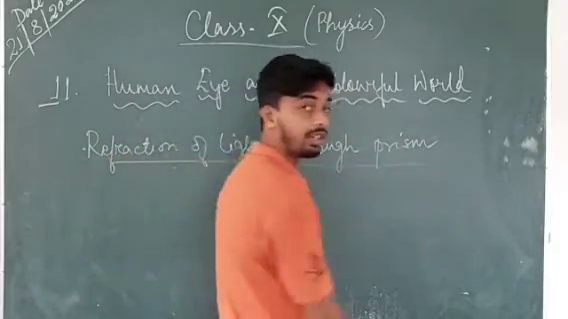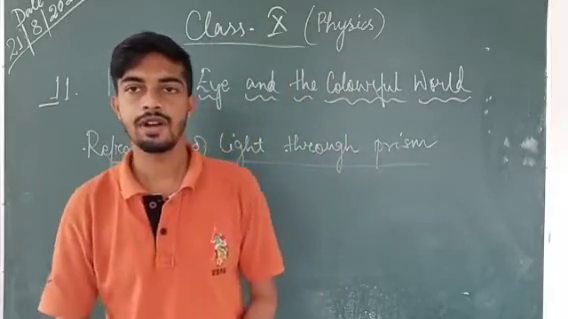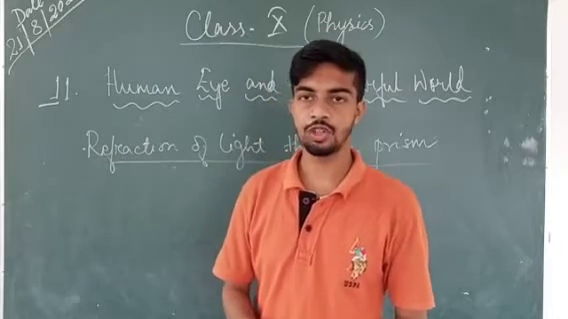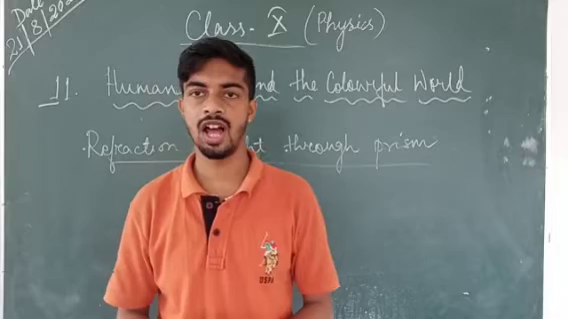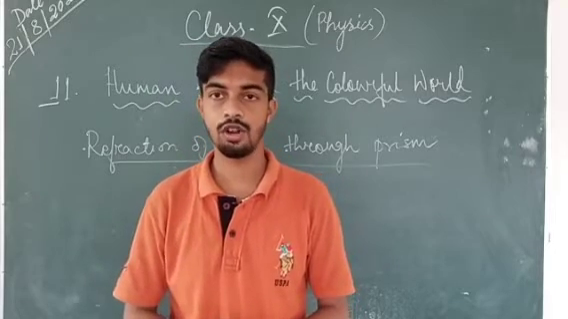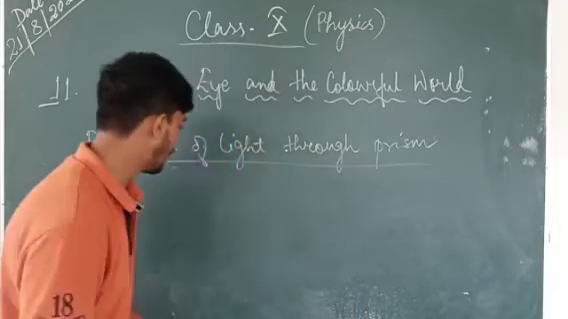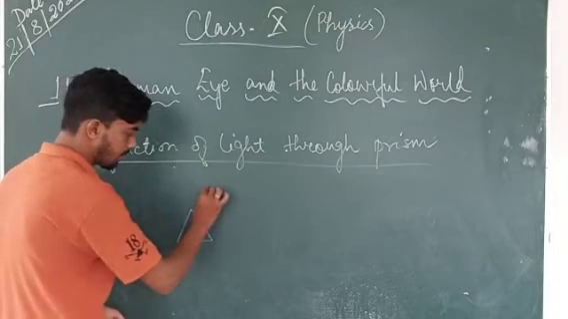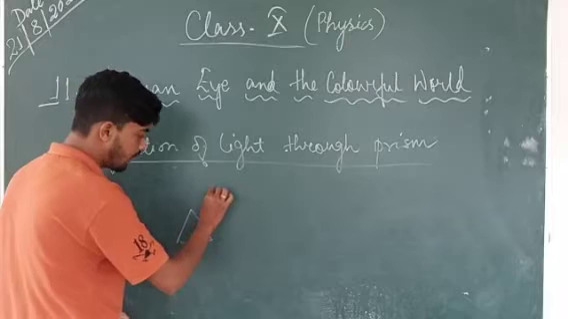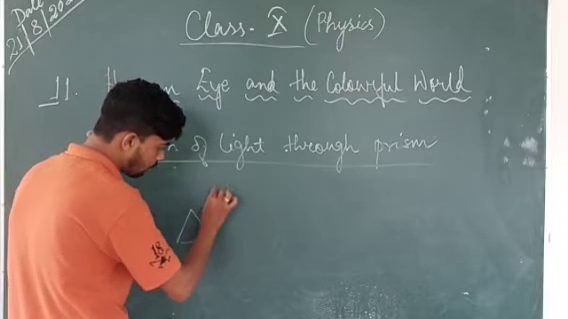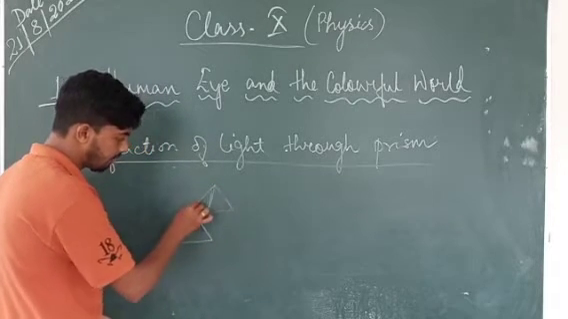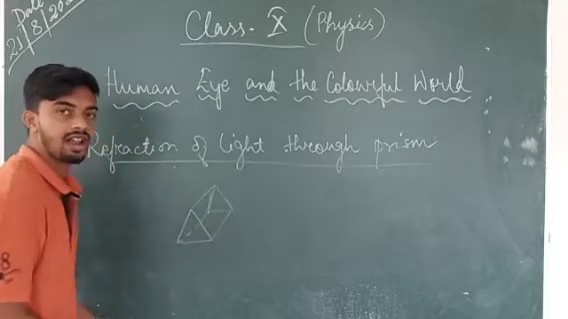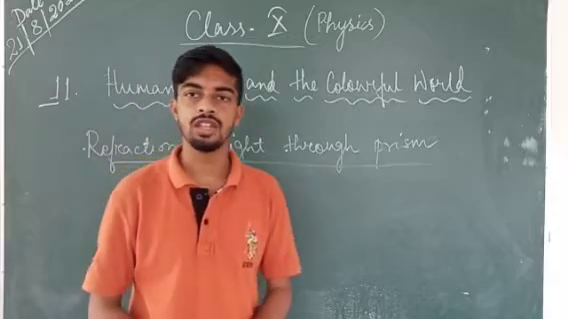Refraction of light through prism. Now first thing, what is a prism? A prism is actually a triangular shape of glass. Basically it is not properly triangular. Its shape has two triangular ends. It's a solid structure having two triangular ends, and the other portions are basically rectangular or square in shape.